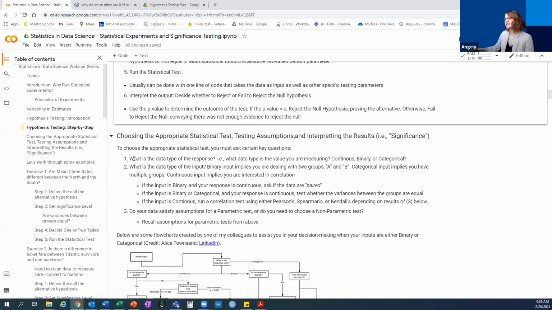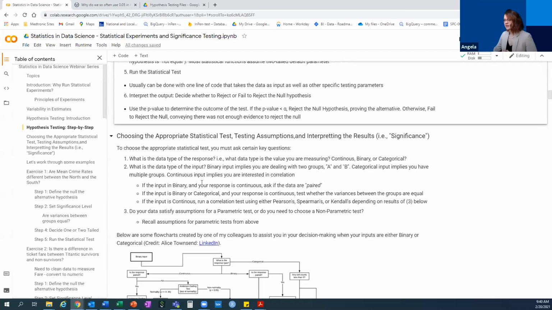So some key questions. What is the data type of your response? What are you measuring? Is it continuous, binary, or categorical? And of course, what is the data type of your input? A binary input implies that you're dealing with two groups, group A, group B. So the input is which group this subject, this record in your data, is in. And a categorical input implies you have multiple groups. A continuous input typically implies that you're interested in correlation.